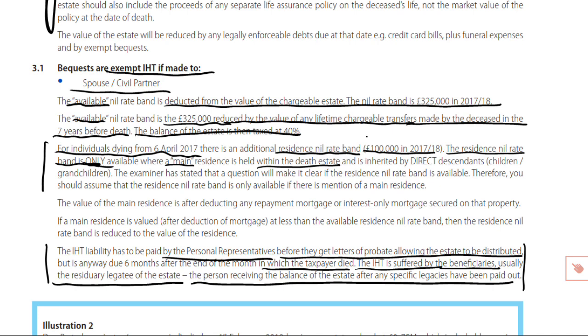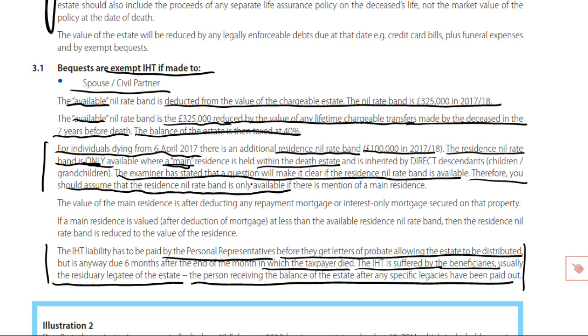Now it's only available in relation to where we have the main residence, and you will be told, the examiner has stated that a question will make it clear if the residence nil rate band is available. Therefore you should assume that the residence nil rate band is only available if there is mention of a main residence. So it's only available where you've got a main residence held within the death estate and it is inherited by direct descendants, children or grandchildren.